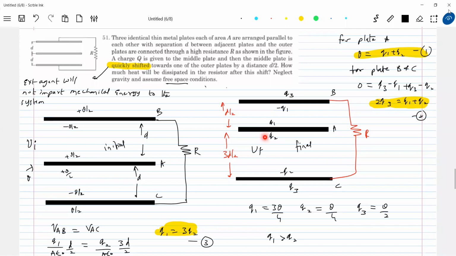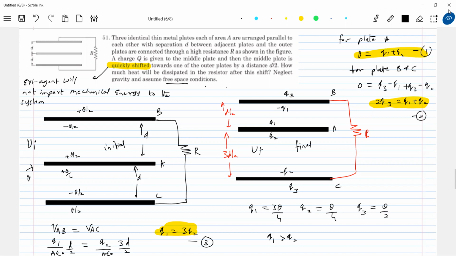I think the reason is the way we have to interpret "quickly shifted." Even so, instead of giving a push, the external agent will move very fast so that there's no time for mechanical work to be done. That's the meaning of "quickly" here.